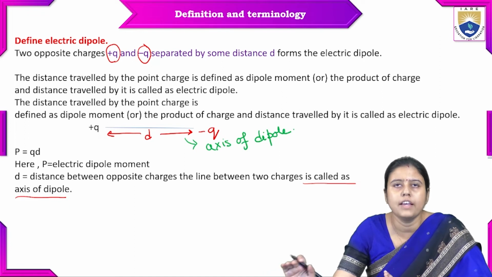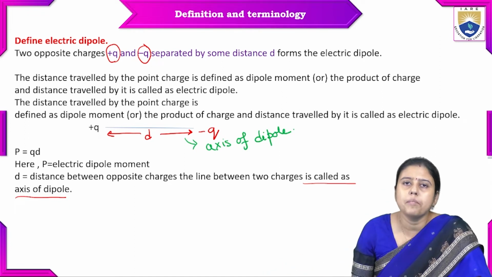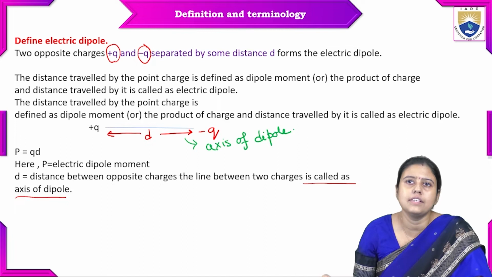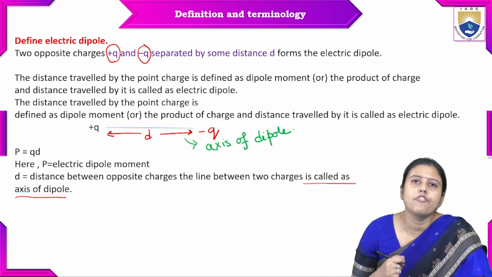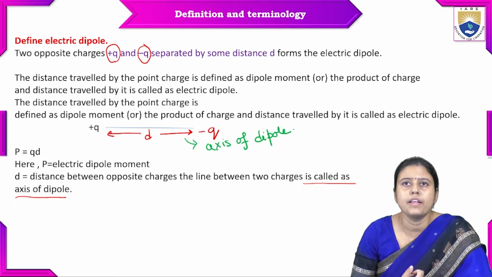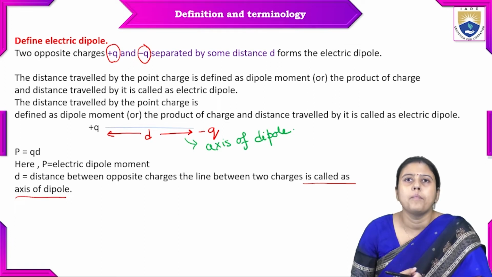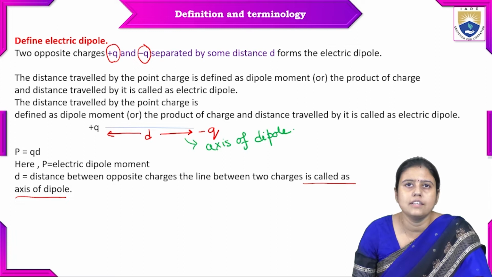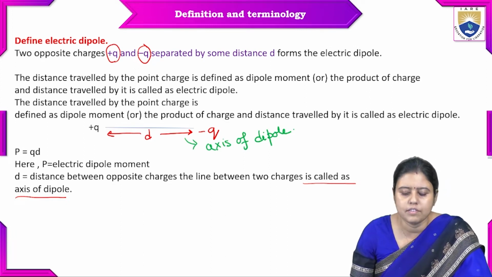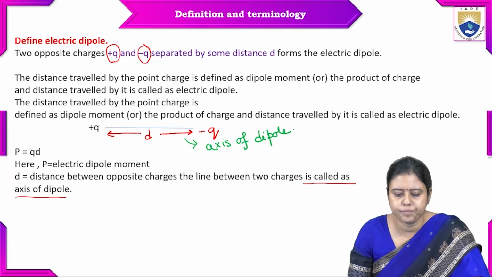So in short, if two charges of equal magnitude but opposite in sign are separated by a distance d, they form an electric dipole. And what is the electric dipole moment? The product of the charge and the distance between the charges is called the dipole moment. P is equal to Q into D.